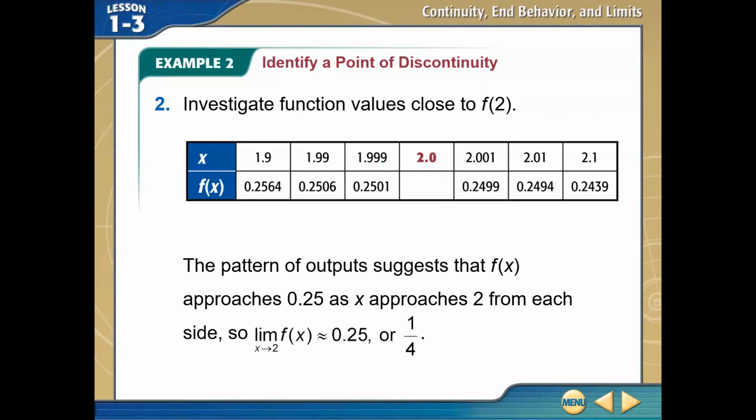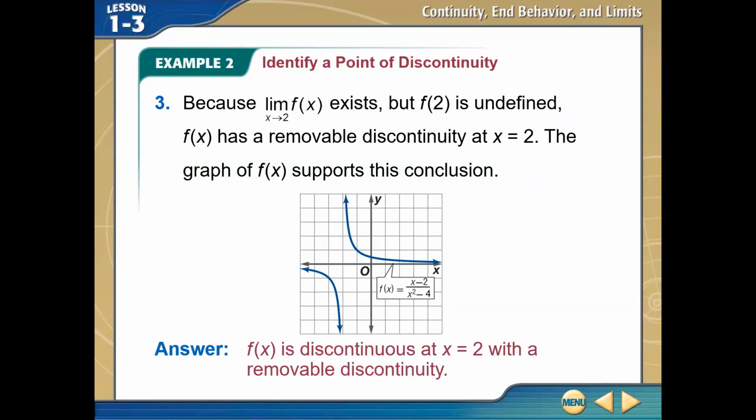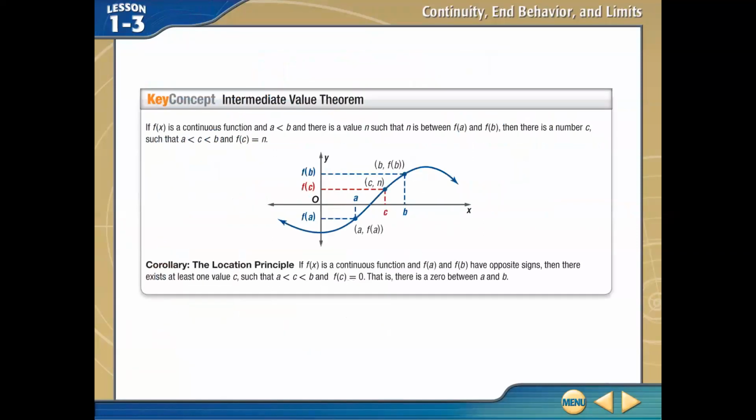But we have already proven that at the point 2, it's discontinuous. So since this limit exists, but at the point 2 we know it's discontinuous, this should be a jump discontinuity, or a removable discontinuity, sorry. Okay, so if the limit exists, but you're undefined at the given point, it's a removable. We're not going to do that one because I'm running out of time.